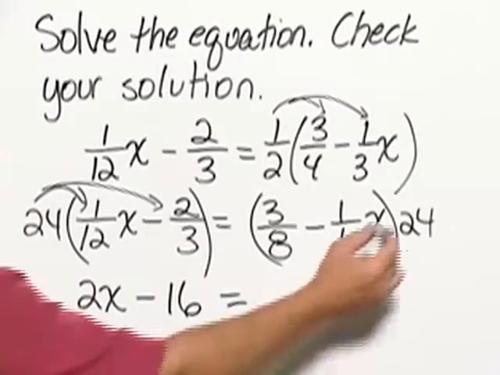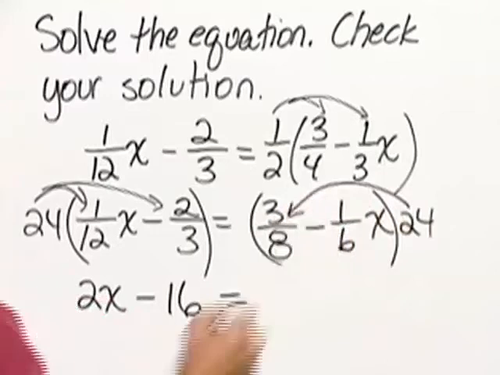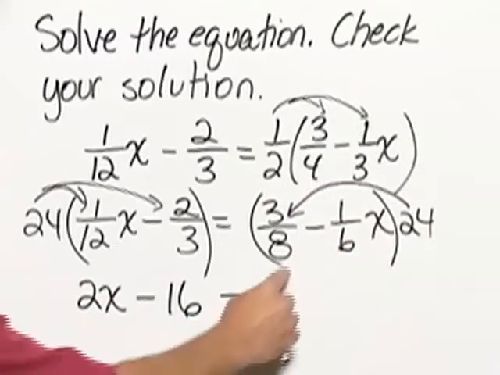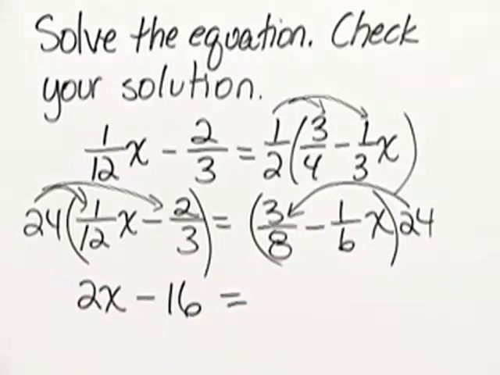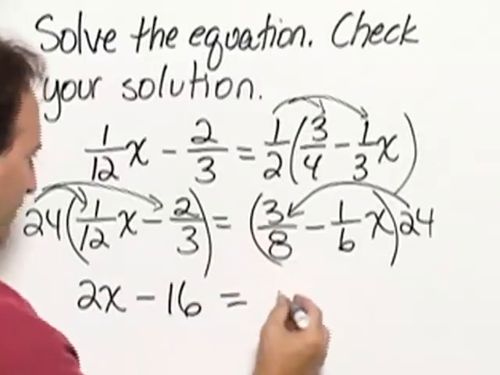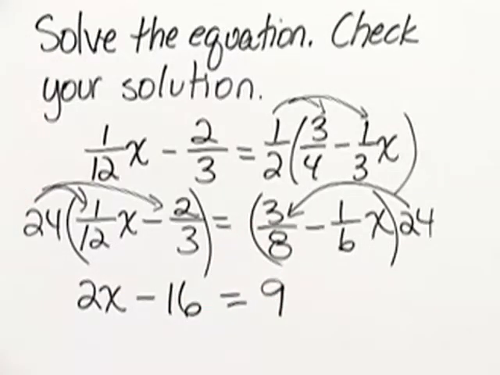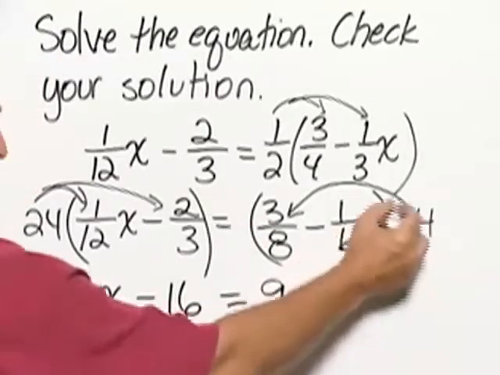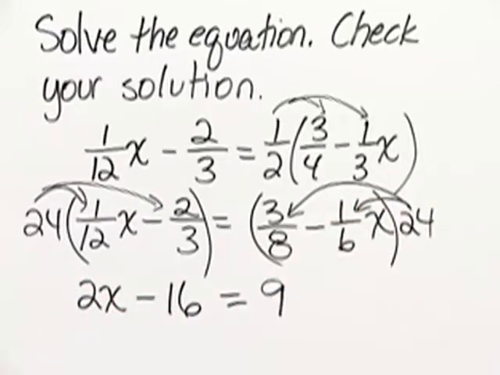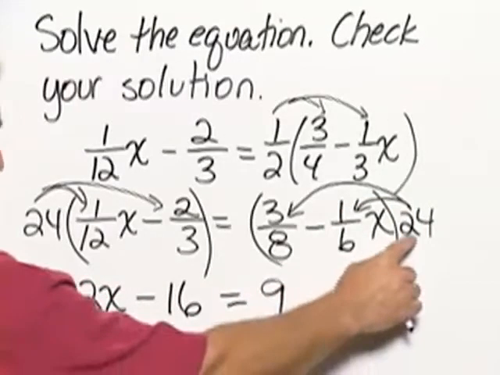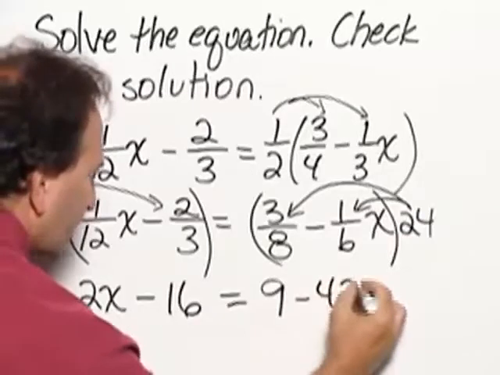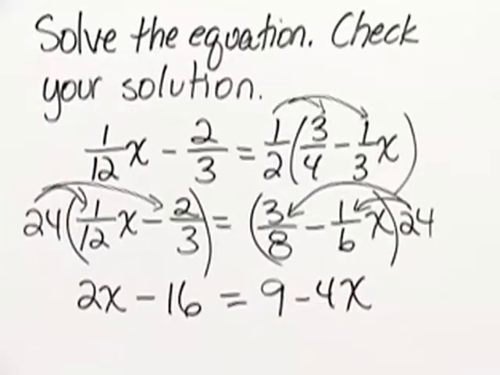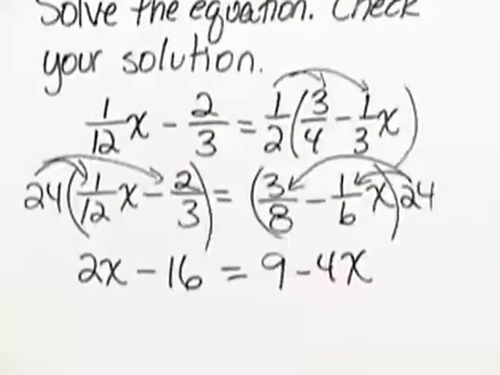On the right-hand side, when we multiply 24 times 3/8, 8 goes into 24 3 times. 3 times 3 is 9. Then we multiply 24 times the 1/6. 6 divides into 24 4 times, so we have minus 4x. We have x's on both sides.